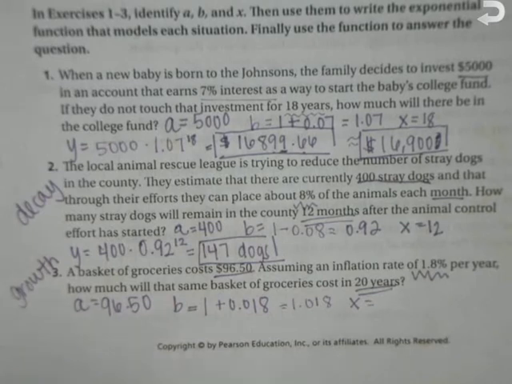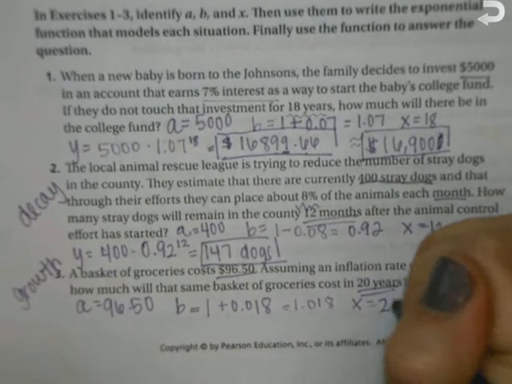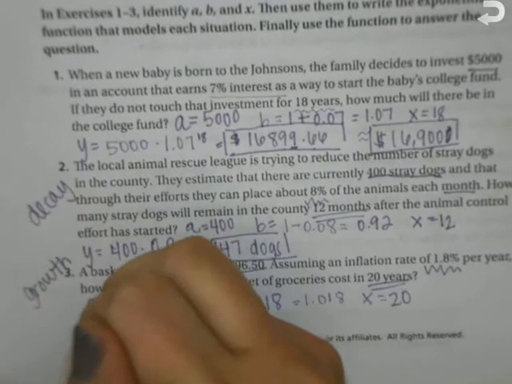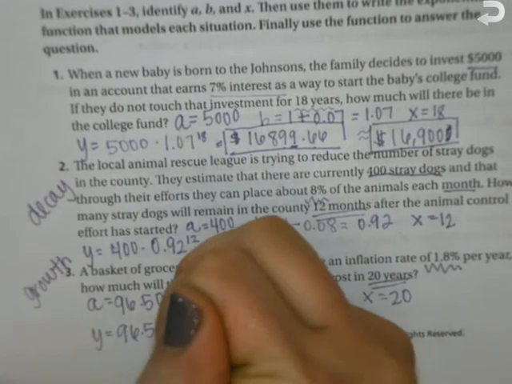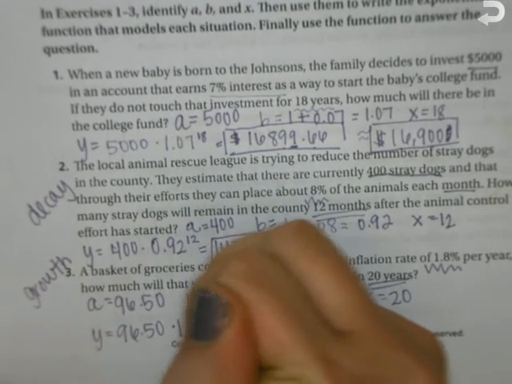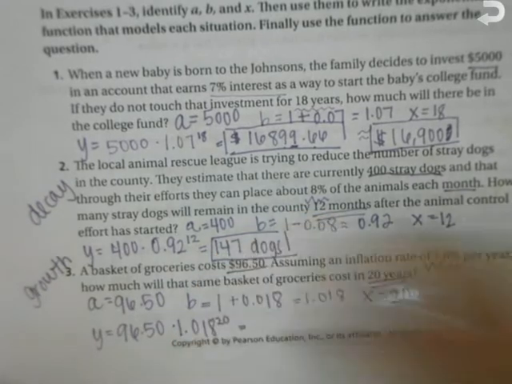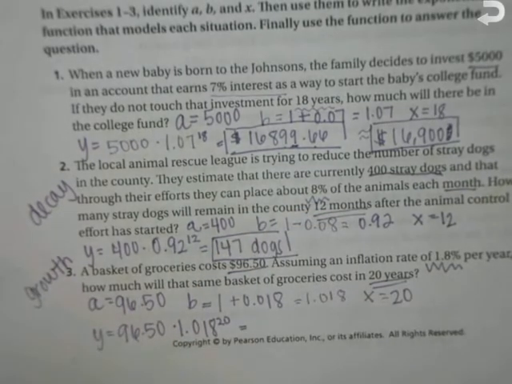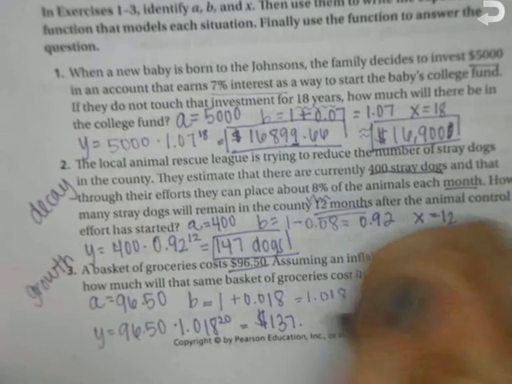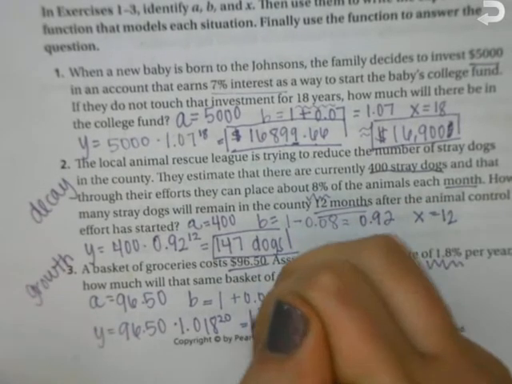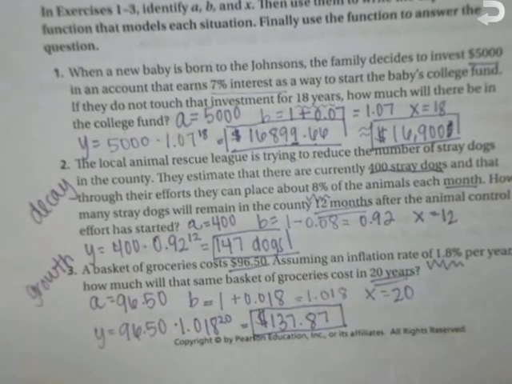Alyssa. 20. Okay, so when we plug it all in, Y equals 96.50 times 1.018 to the 20th power. You should have ended up with what? Who's number 8? I received $137.87. $137.87. Do you agree or disagree? Agree. Me too. Okay? Not too bad?